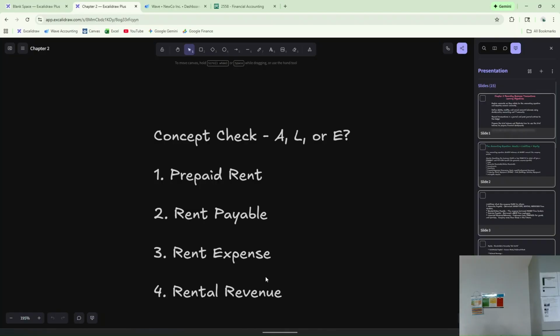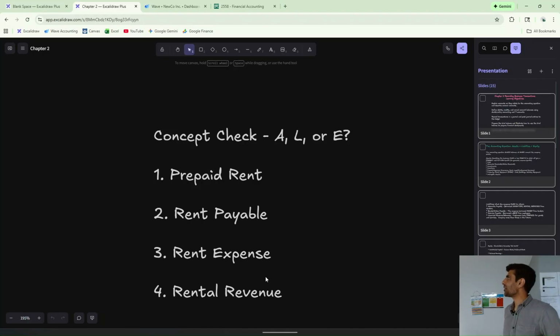I think you got the best seat in the house. Okay. Who wants to help me? What's number one? Who votes that it's an asset? Who votes it's a liability? Revenue? Expense? Expense? Okay.